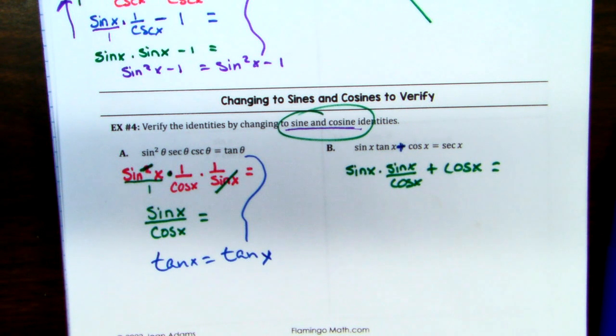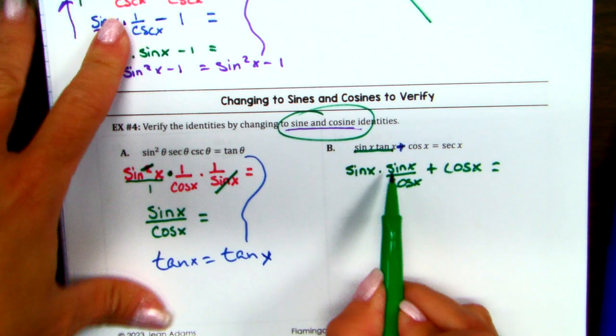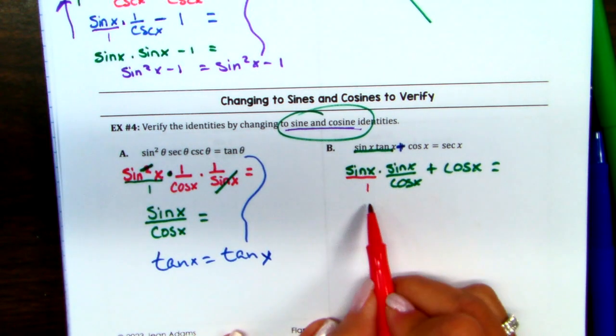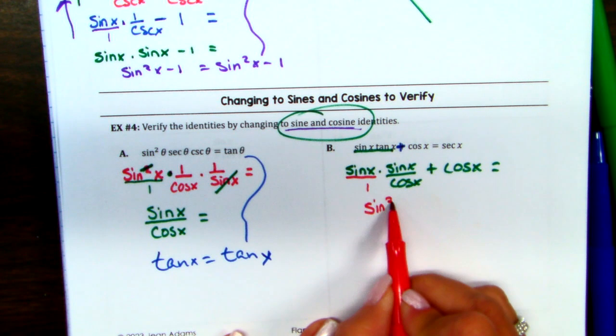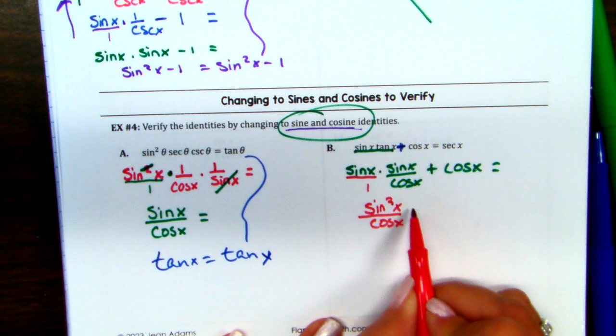Well, what I can do is, so I just made these 2 terms into these 2 terms. I can make it into 1 term, right? I can combine these 2. That would be sine squared x over cosine x. And how do I know to do that?